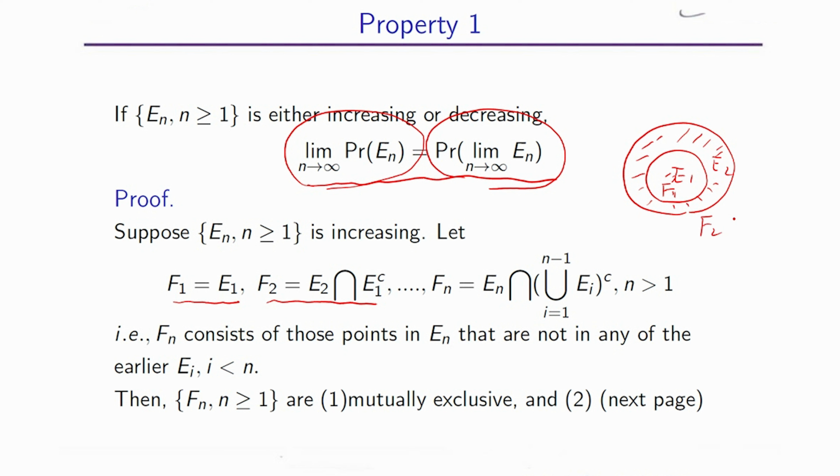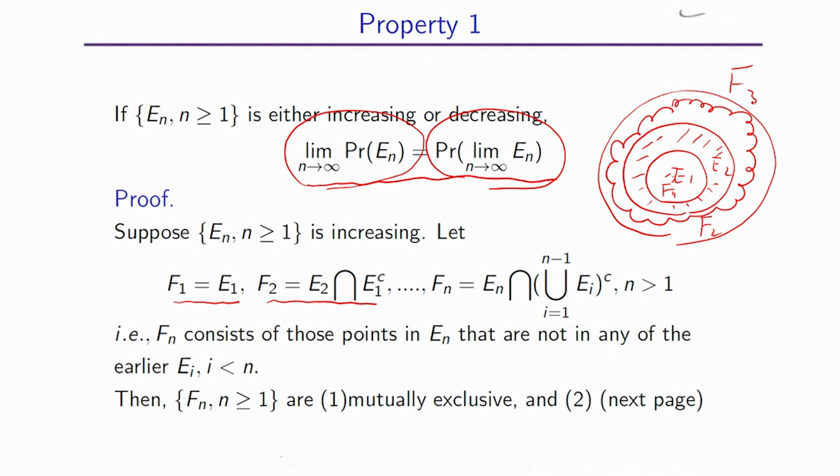So if I define it this way, F_1 and F_2 are actually mutually exclusive, right? And we can define F_3 like this part. This is F_3. So in this case, E_1, E_2, E_3 is an increasing sequence of events that's getting bigger and bigger, but F_1, F_2, F_3 are mutually exclusive. There is no intersection between them. So we redefine the sets. We introduce a new notation F, and we make sure that F_1, F_2, ..., F_n are mutually exclusive. Each F_n consists of those points in E_n that are not in any of the earlier E_i. That's the reason that the F_i are mutually exclusive to each other.